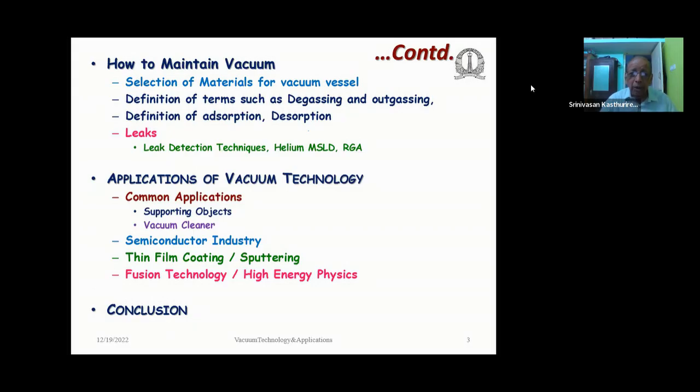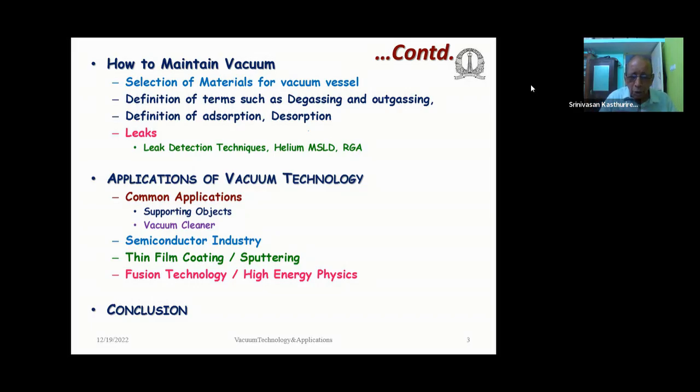Next, we should tell you how to maintain the vacuum. Suppose you have a cryogenic container and then you have to have the interspace evacuated. That vacuum has to be maintained. How do you maintain the vacuum? So we come across the materials which have to go into the vacuum vessel, what sort of materials have to be chosen. And then there are a number of terms like degassing, outgassing, adsorption, desorption, etc. These terms we'll try to define.